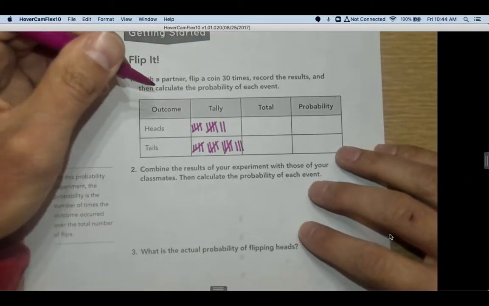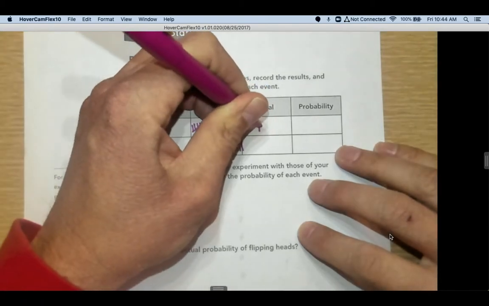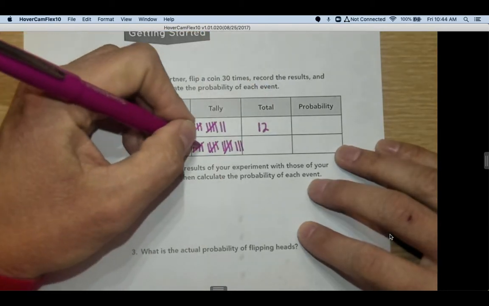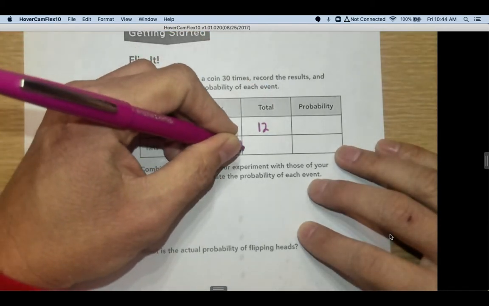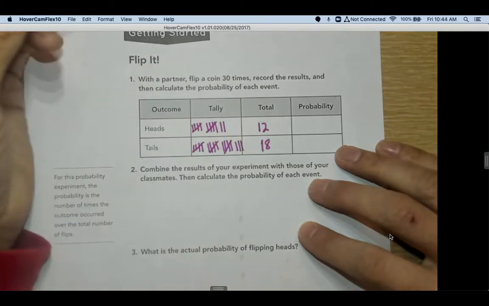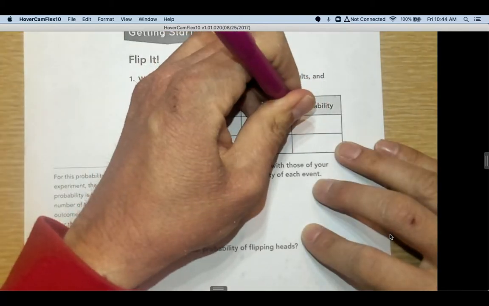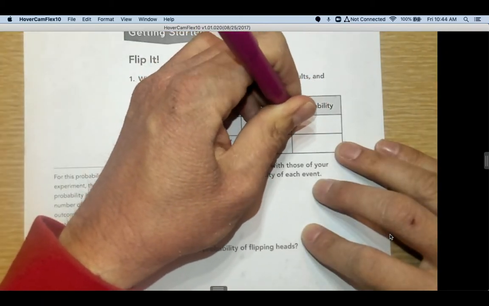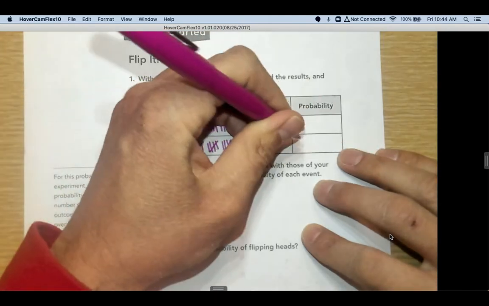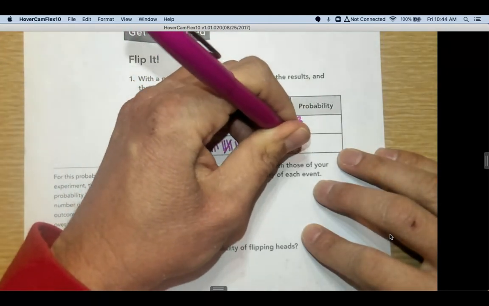So, I flipped a coin 30 times, and I got 12 heads and 18 tails. For heads, the probability would be 12 out of 30. For tails, it'd be 18 out of 30.